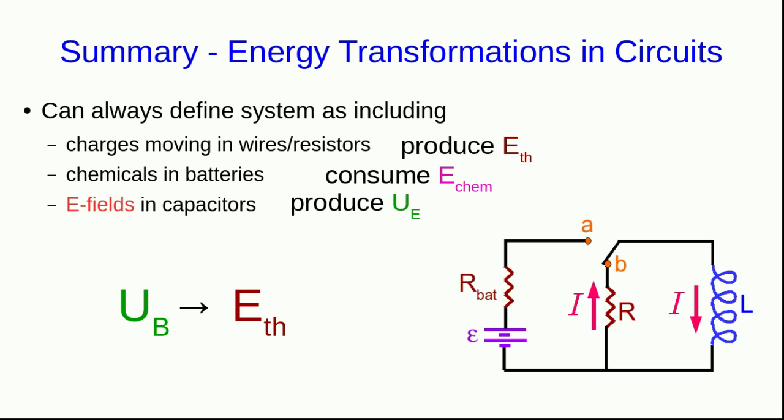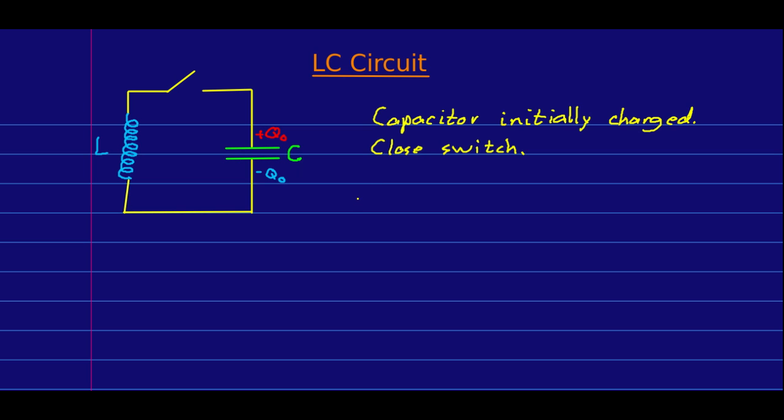Overall, what's going on here is that in addition to the forms we've talked about before, we can also think of the system as including the magnetic fields inside inductors, and when those fields get stronger, the system is producing magnetic potential energy.